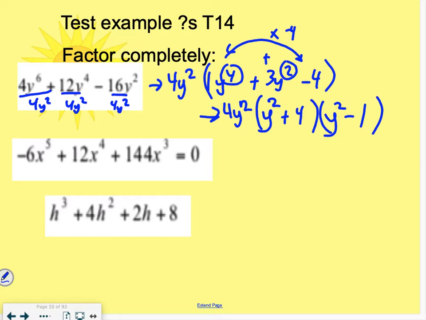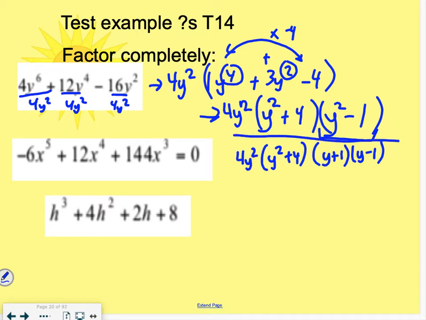Now this is good work to get to this point, but it's actually still not done because this part is a quadratic that can be factored. It's the difference of 2 squares. So that would factor to y plus 1 times y minus 1. And then we'd still have the y squared plus 4 and the 4y squared. So there's all the factors that you can get out of it.